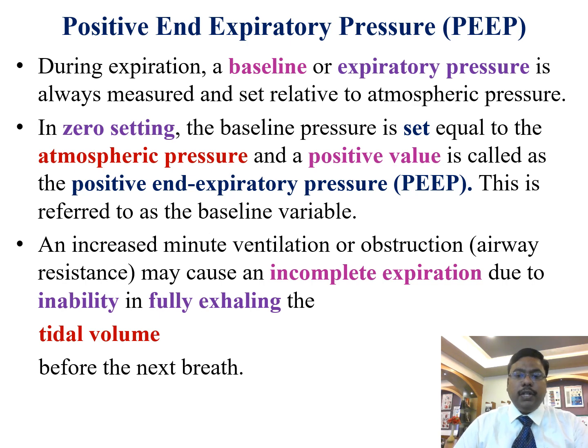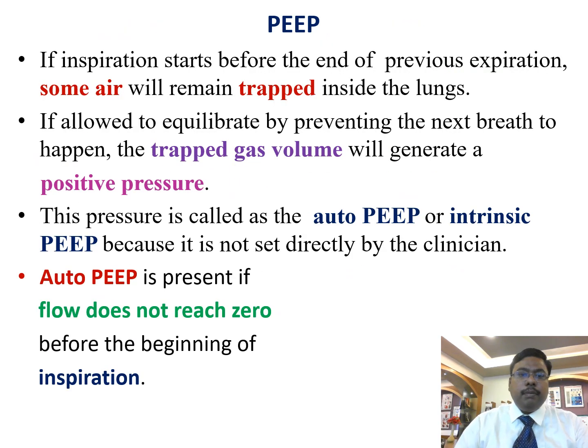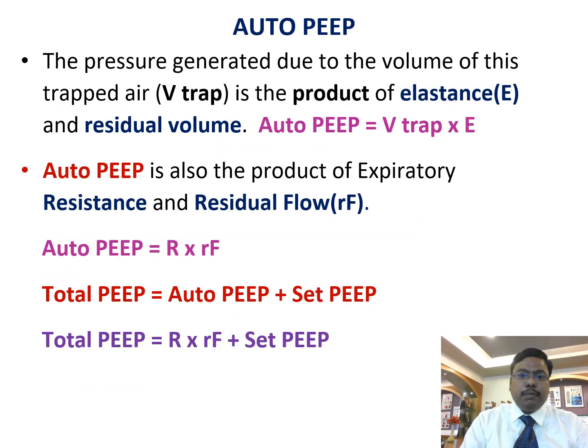An increased minute ventilation or any obstruction due to airway resistance may cause an incomplete expiration due to inability in fully exhaling the tidal volume before the next breath. If inspiration starts before the end of previous expiration, some air will remain trapped inside the lungs. If allowed to equilibrate by preventing the next breath from happening, the trapped gas volume will generate a positive pressure. This pressure is called the auto PEEP or intrinsic PEEP because it is not set directly by the clinician. Auto PEEP is present if flow does not reach zero before the beginning of inspiration.